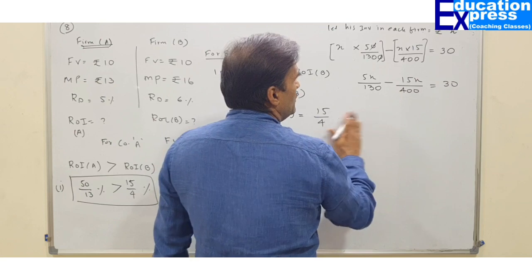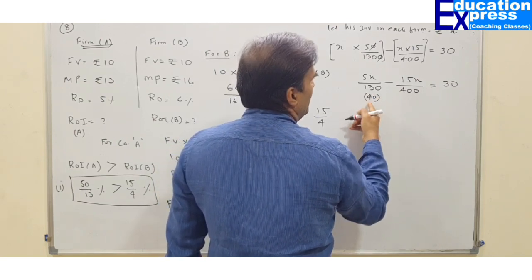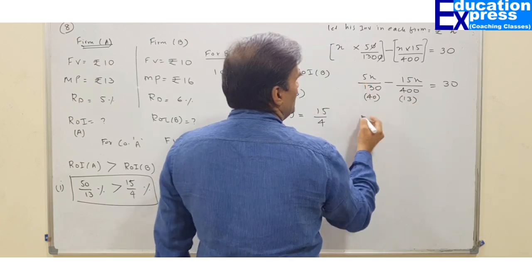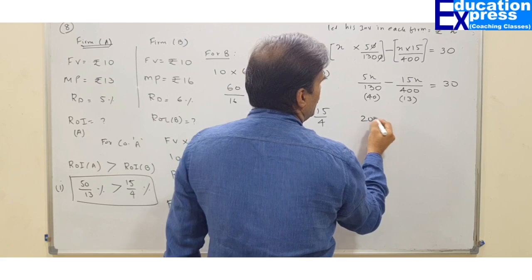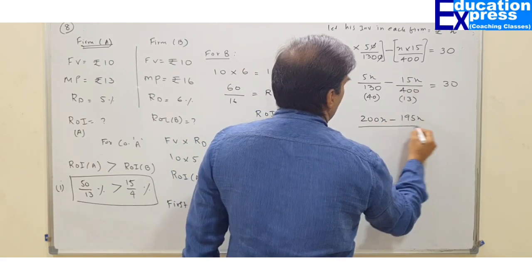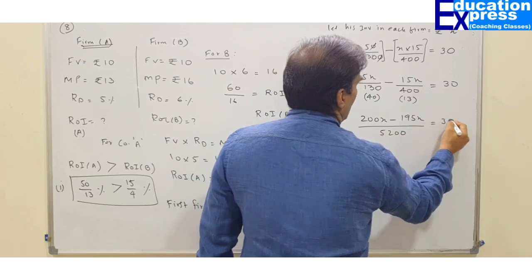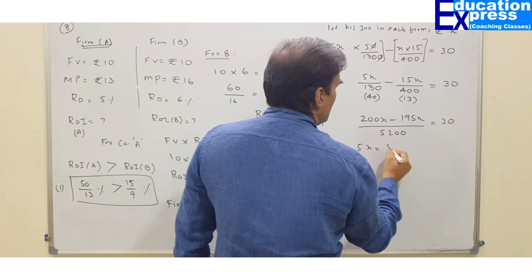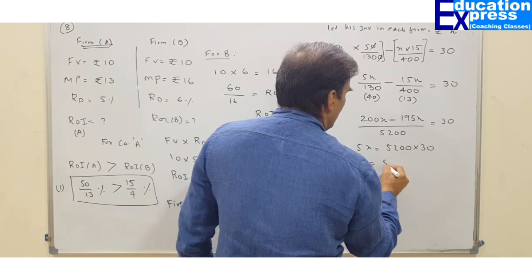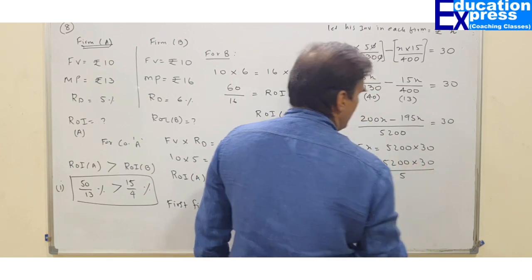Now what to do? The LCM will be 5200, from 40 and 13. This into this, so 5 4s are 20. 200x minus 195x upon 5200 equals 30. 5x equals 5200 into 30. So x will be 5200 into 30 upon 5.